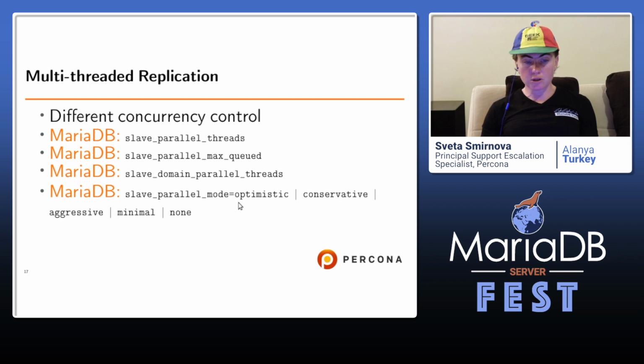What is important is that parallel mode does not have database or logical clock or write set. It has either optimistic, conservative, aggressive, minimal or none. None means there is no parallel mode. Conservative is the safest option, and aggressive is less safe but the most performant option. So you probably have to study and find the difference and find which is best for your application.